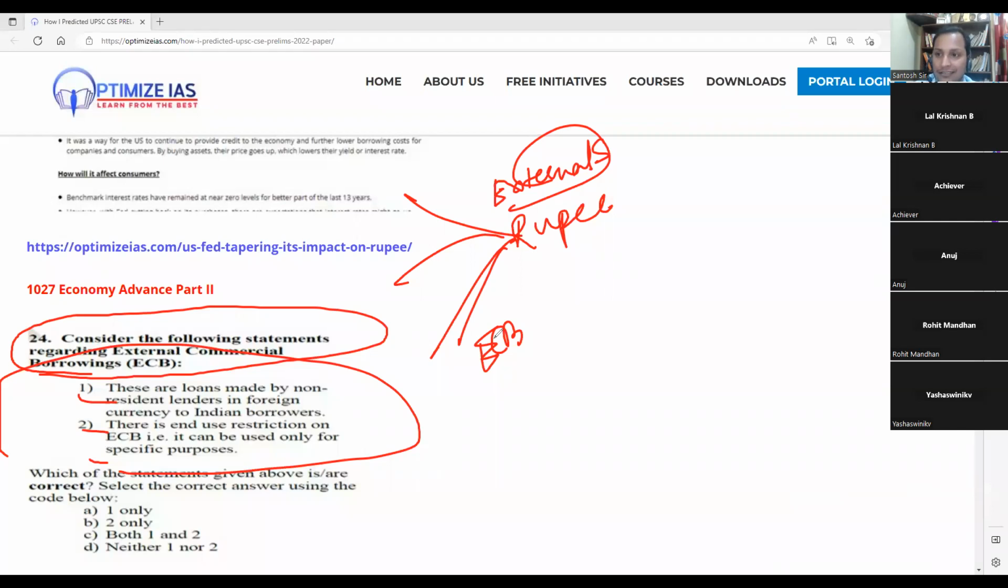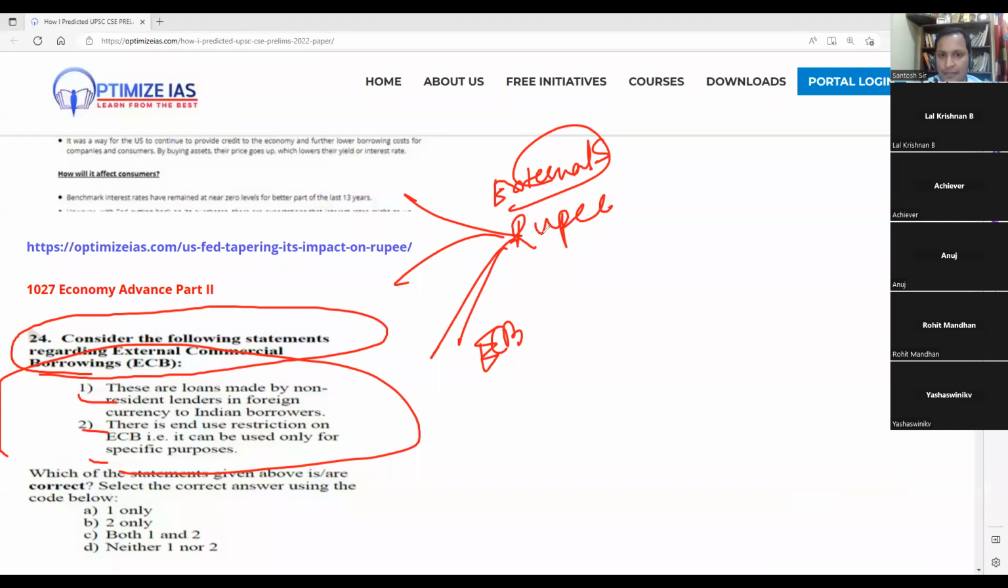I hope I'm making sense. See, same concept: rupee depreciation, forex reserve declining, and you see so many questions linking ECBs and this and that. They're linking many questions. What will RBI do, what will this do, what will that do.